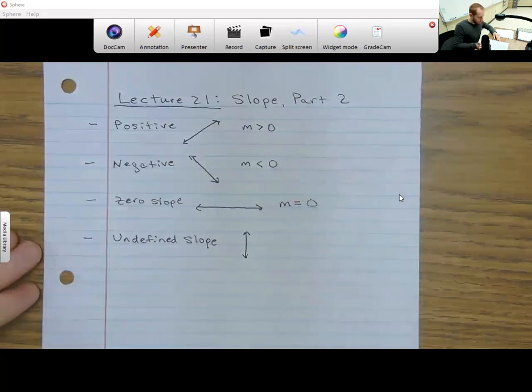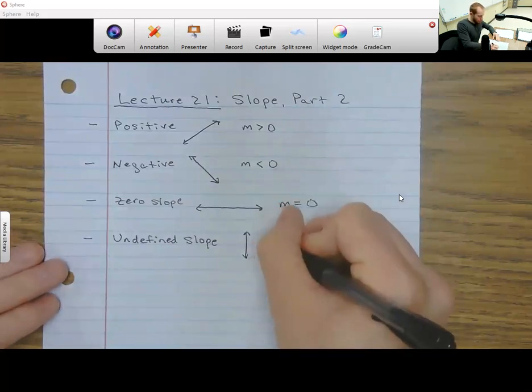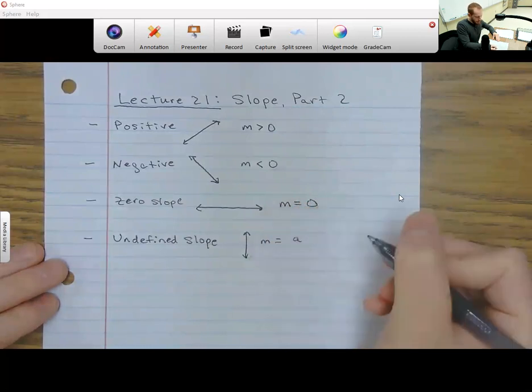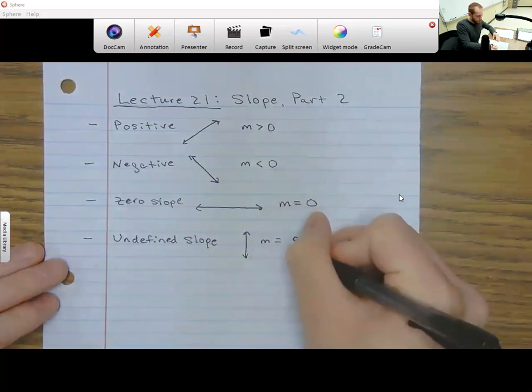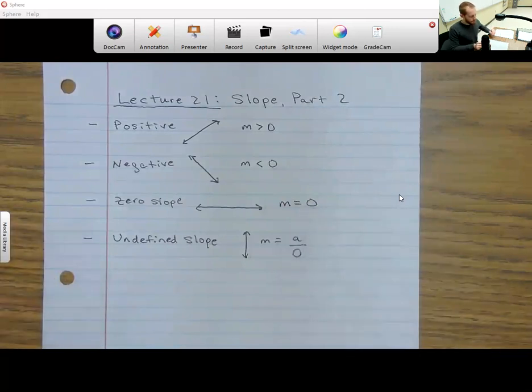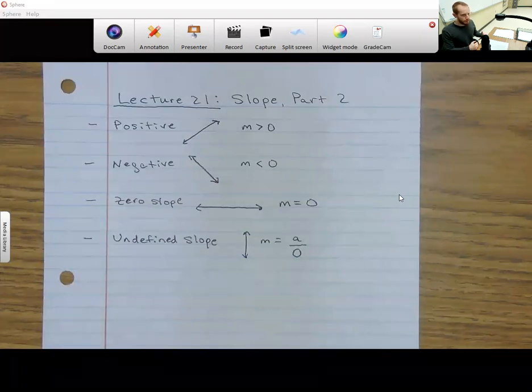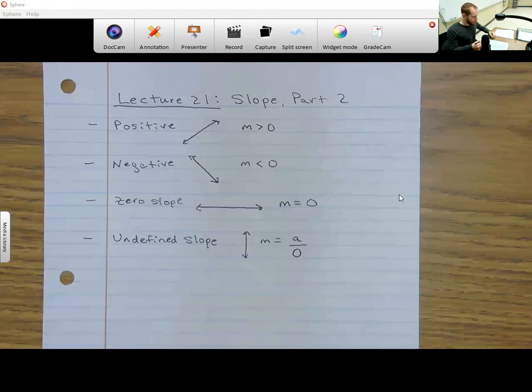And for undefined slope, what would happen is you would have a number on top, let's just call it A, but you would be dividing by 0, right? And since dividing by 0 is not really defined, you can't divide by 0, so that's why we call it an undefined slope. Okay? So those are the 4 types of slope that you can see. And there are only 4 types when we're dealing with lines. There's positive, negative, there's 0 slope, and undefined slope. Okay? So now let's talk about the formula that we learned on Monday.